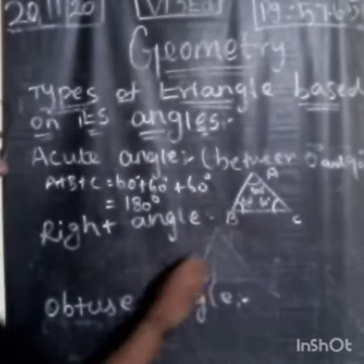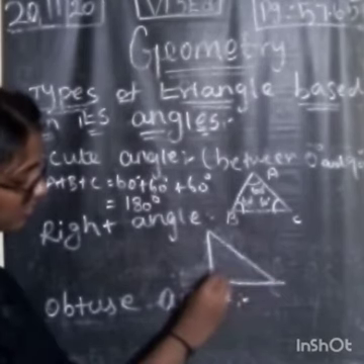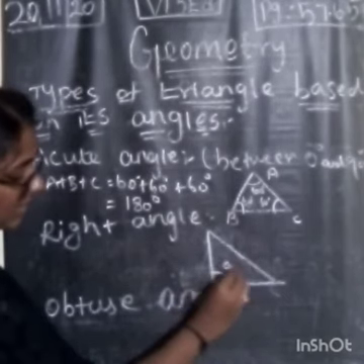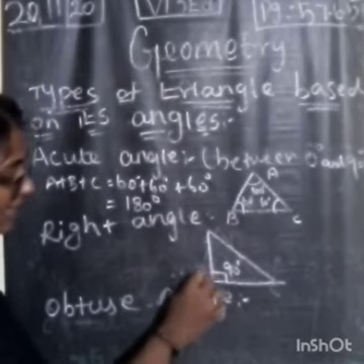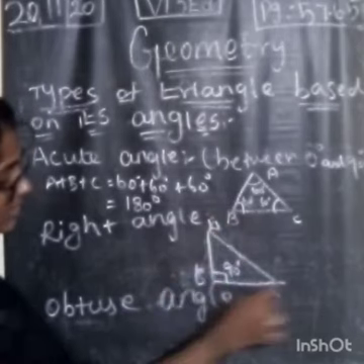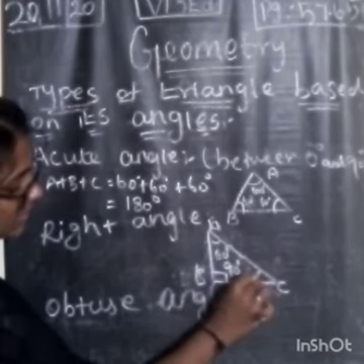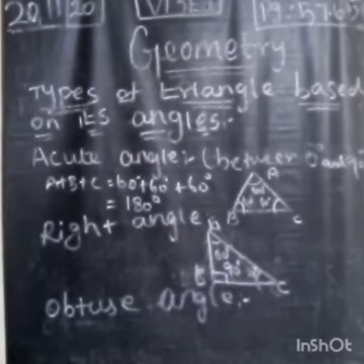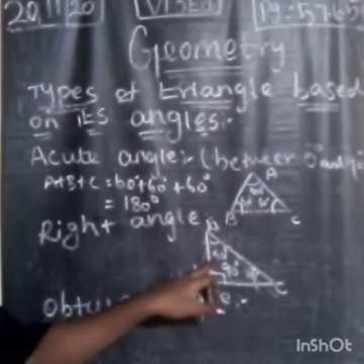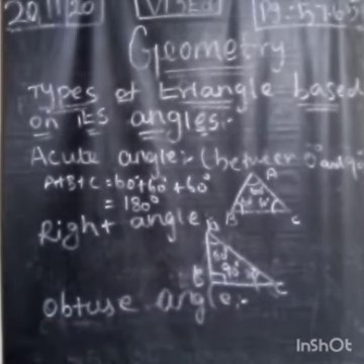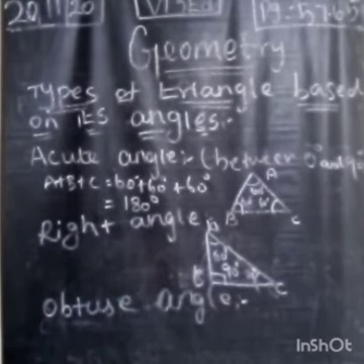Let us take one example. Here this is the right angle triangle, at 90 degree. A, B, C. So here A equal to 60 degree, C equal to 30 degree. So the sum of the three angles is 60, 30, 90. 60 plus 30 is 90, 90 plus 90 is 180 degree. So here it is the example of a right angle triangle.